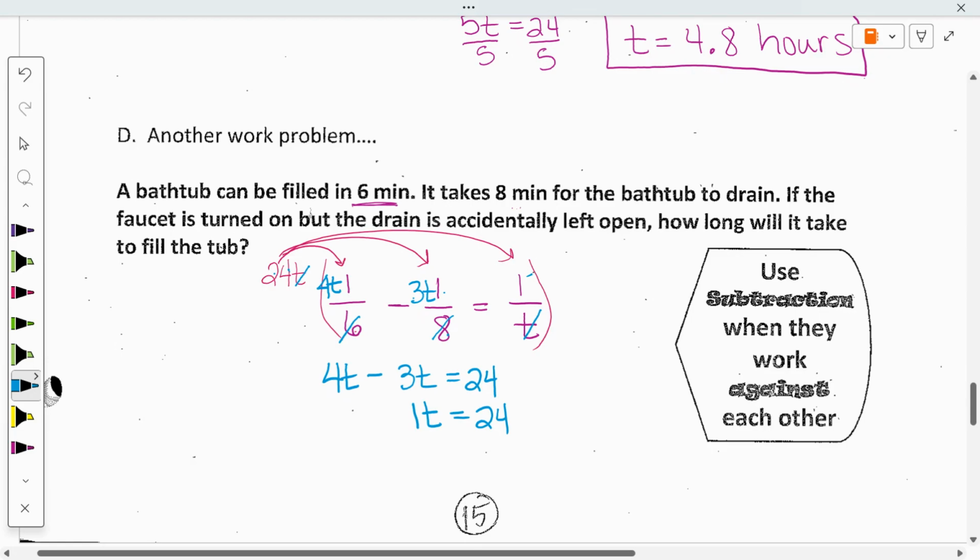So if I run the faucet, but I leave the drain open, that's what the question was. I didn't even read it all the way to you. Sorry. If I run the faucet to try to fill up the tub, but I leave the drain open, it's actually going to take 24 minutes to fill the tub with the drain unplugged. I don't know who would do that, but you never know.